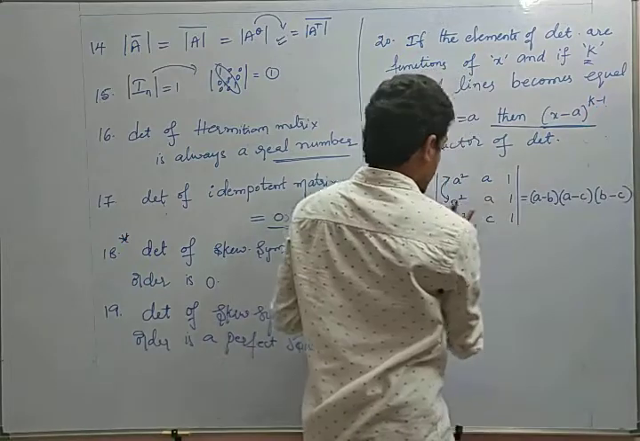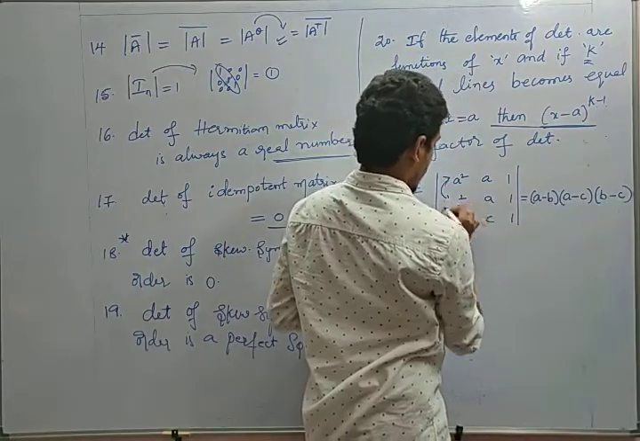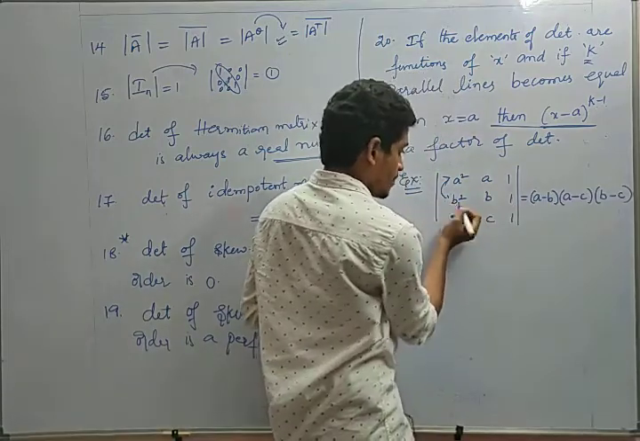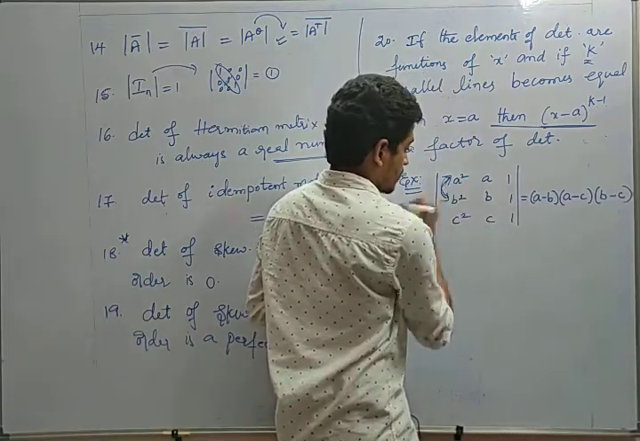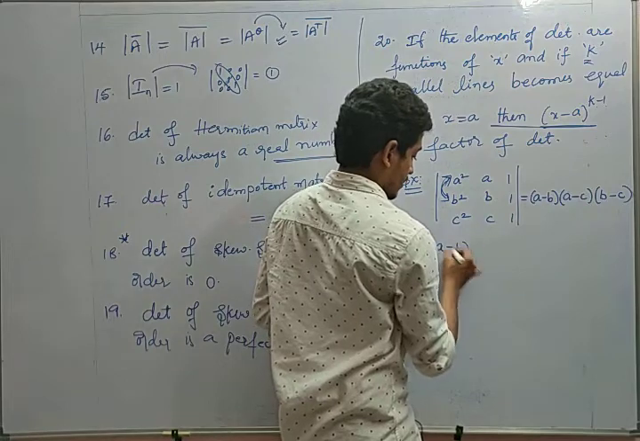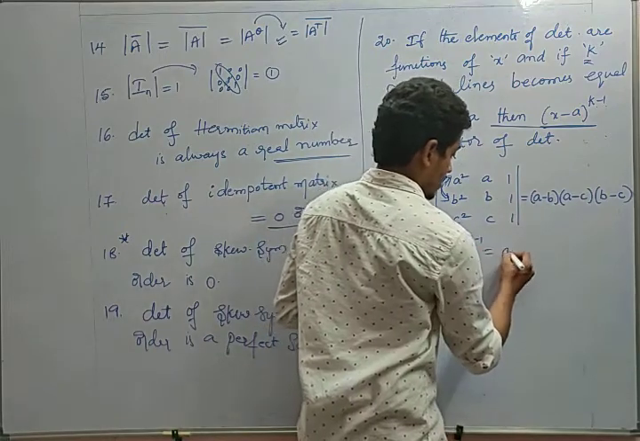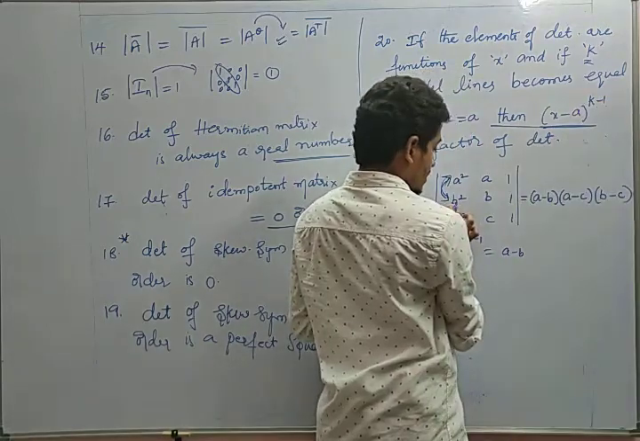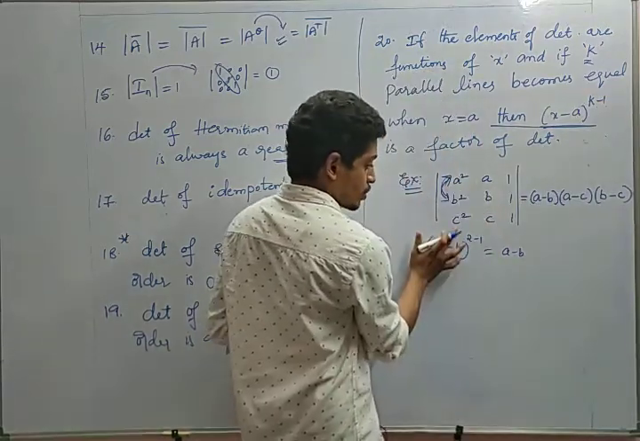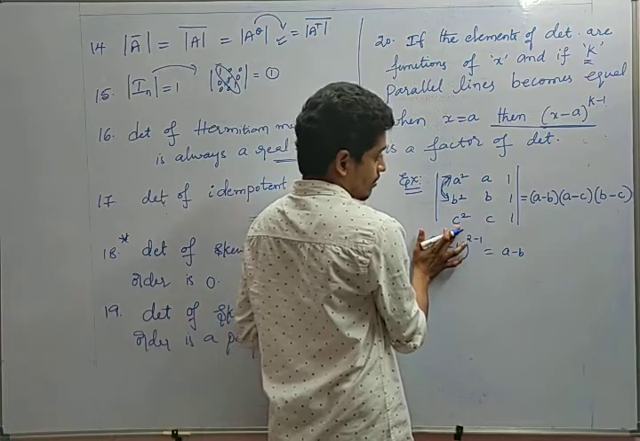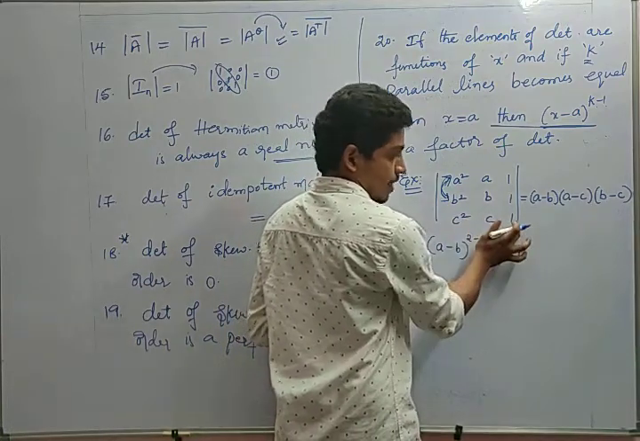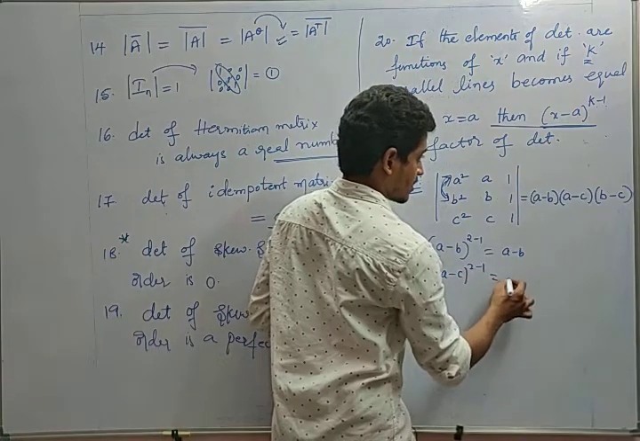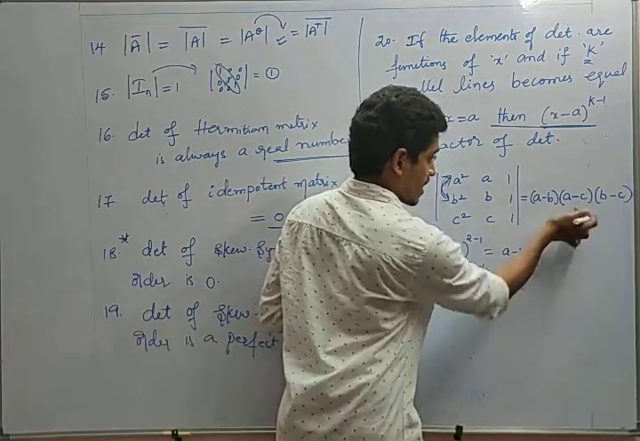In that way, in the place of b, if we keep a, these two will satisfy. So (a minus b) to the power 2 minus 1, that is nothing but a minus b, is a factor. K minus 1, right? Two parallel lines are becoming equal if we substitute a in the place of b. If we substitute a in the place of c, what will we get? See, a square and a square are the same. In the same way, (a minus c) to the power 2 minus 1 is nothing but a minus c. So a minus b is a factor, and a minus c is a factor.